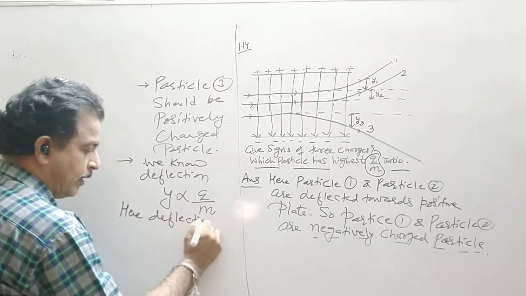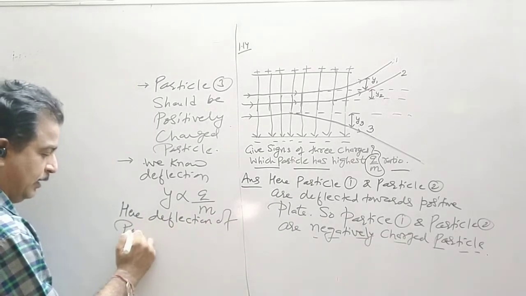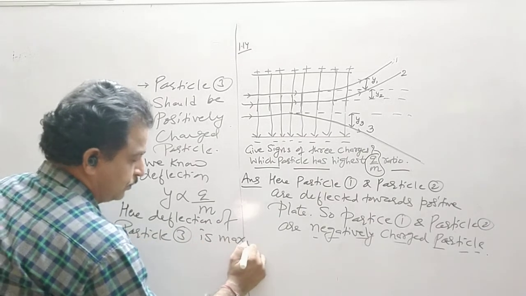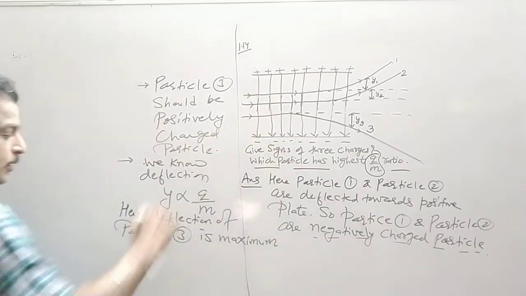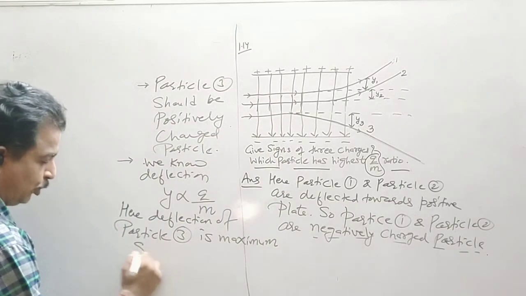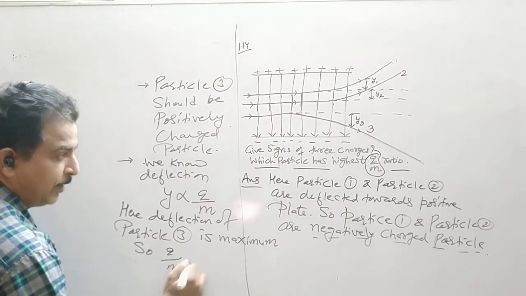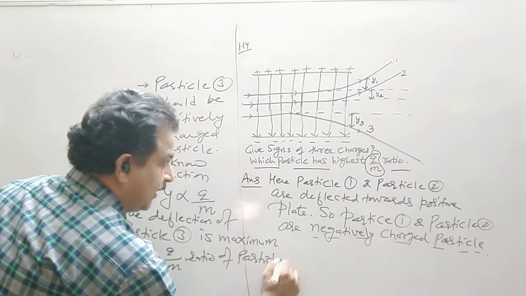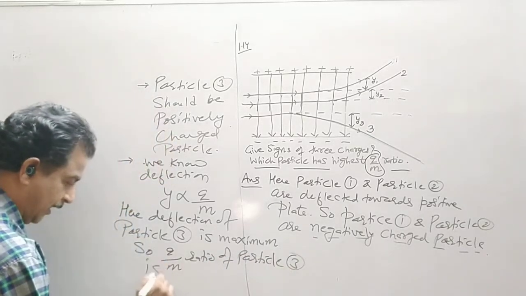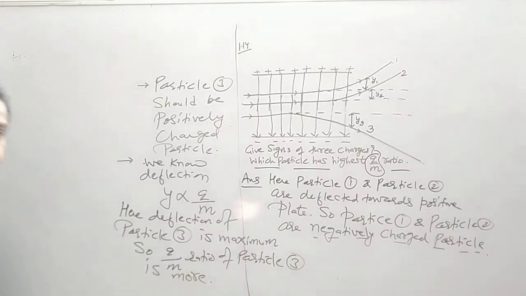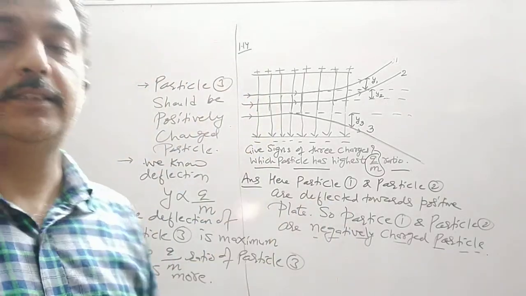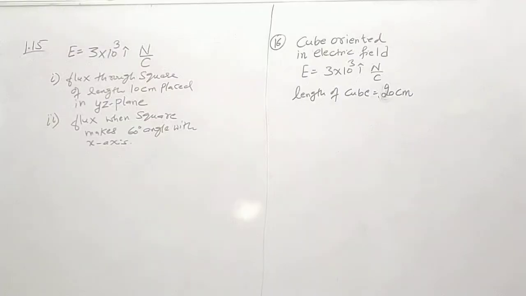Here the deflection of particle 3 is maximum, so the Q by M ratio of particle 3 is more. So this is our theory for example number, or exercise textual question 14.